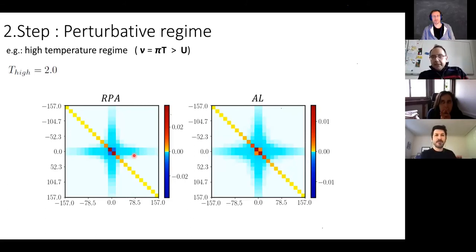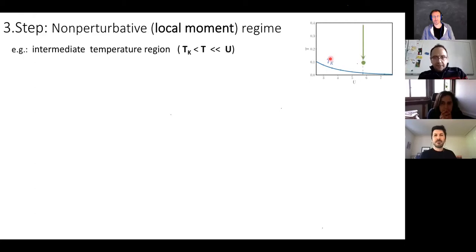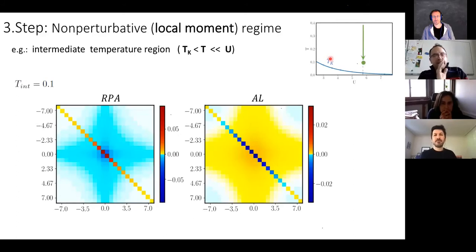Then, in order to understand something more, we have to make a major step forward. We go into the non-perturbative regime, into the local moment regime, as shown also in the phase diagram on the right here. And if we do so for a much smaller value of U, then we see that now the random phase and the atomic limit solution have very, very different qualitative features. So the random phase remains more or less as it was before, while the atomic limit solution has got a completely different structure with a strongly suppressed diagonal term, which becomes even negative with respect to the perturbative case.